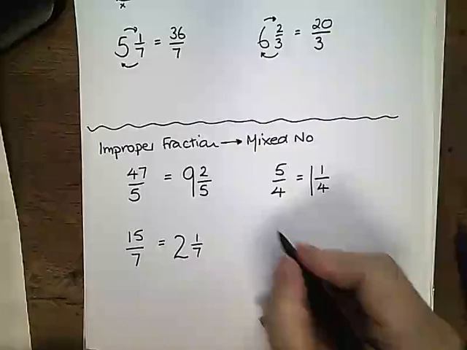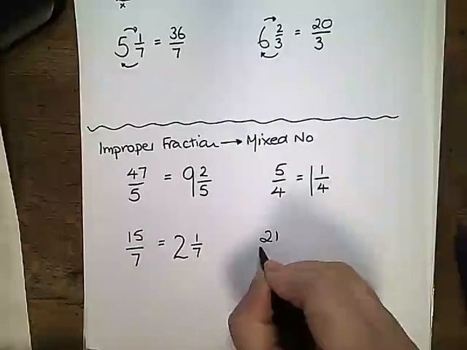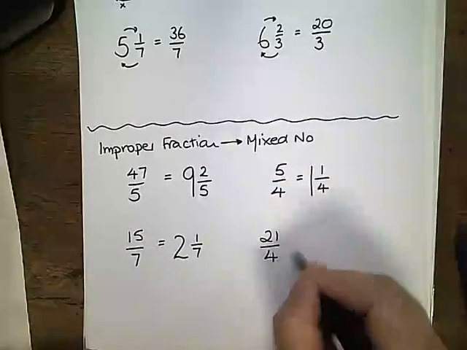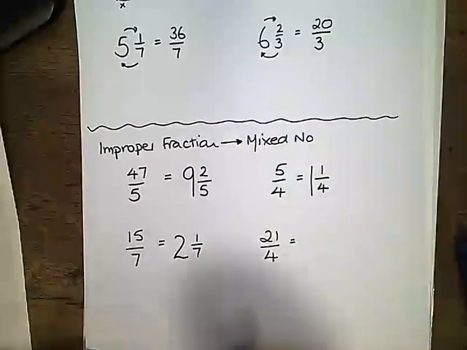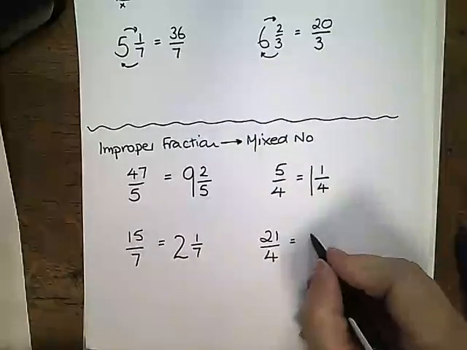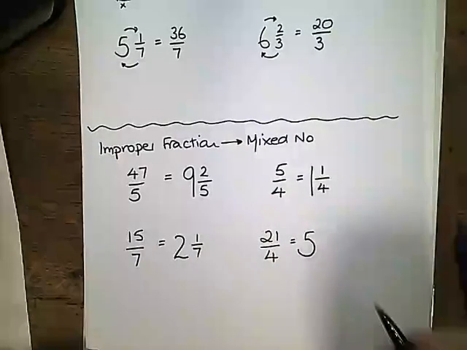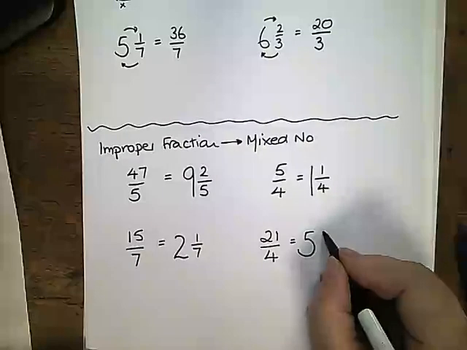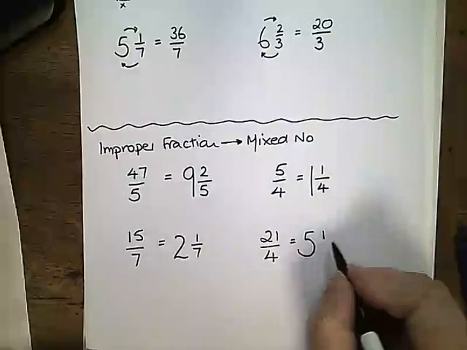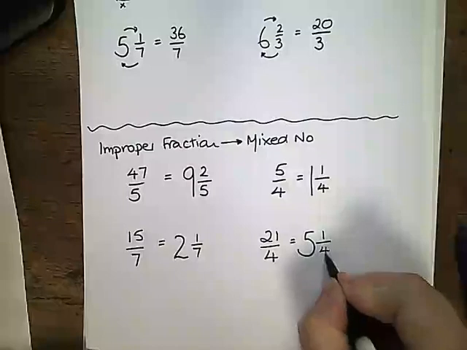And finally, if I had 21 over 4, how many 4s are there in 20? There are 5. How many bits left over out of the 21? 1, and it was quarters that we were talking about.